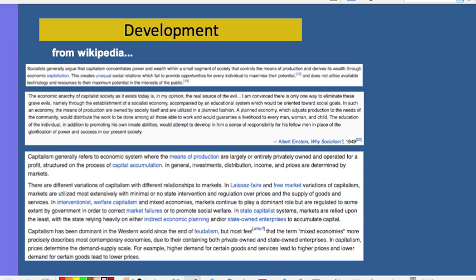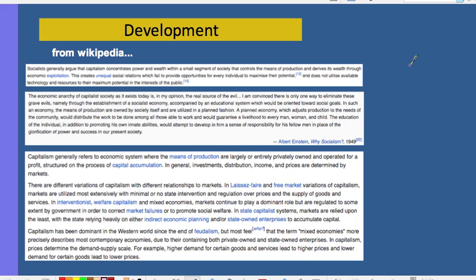So socialists generally argue that capitalism concentrates power and wealth within a small segment of society that controls the means of production and derives its wealth through economic exploitation. This creates unequal social relations, which fails to provide opportunities for every individual to maximize their potential, and does not utilize available technology and resources to their maximum potential in the interest of the public.